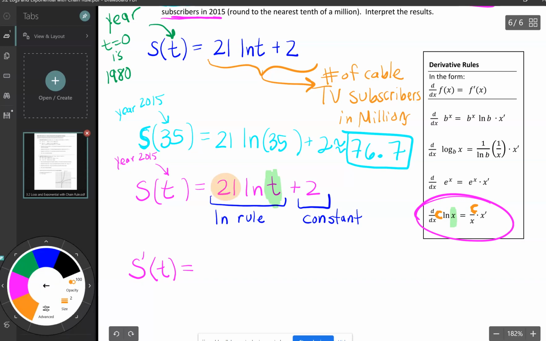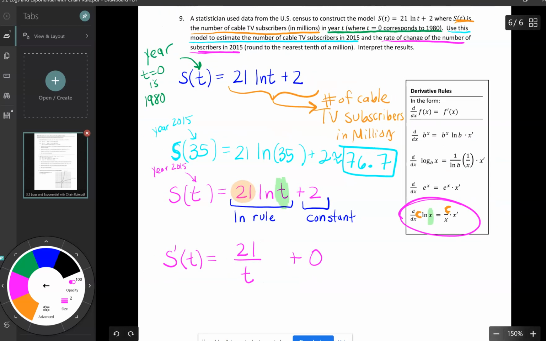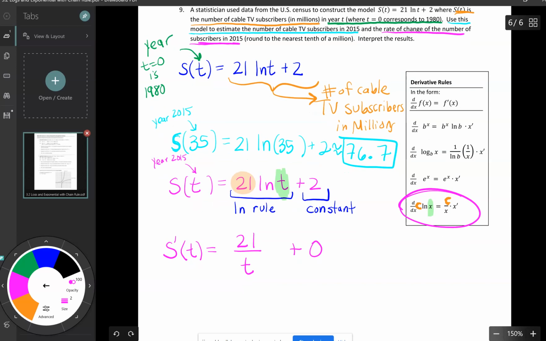So this 21 is going to end up in my numerator. So when I go to do this derivative, I'm going to end up getting 21 over the argument, which is t, times the derivative of the argument. But the derivative of a plain old variable is just 1. So you don't have to write that. And then plus 0, because the derivative of a constant is 0. So that's my derivative rule. Now I'm just going to plug 35 into that derivative rule and see what we get. 0.6.